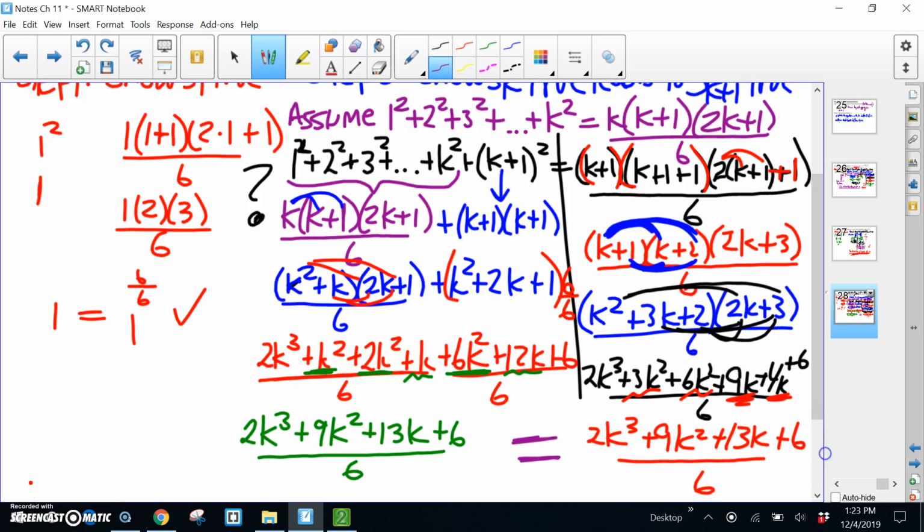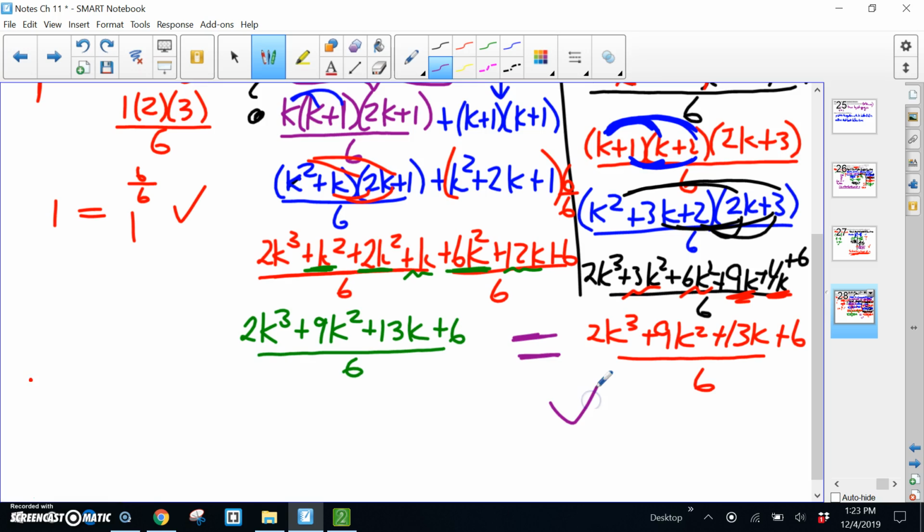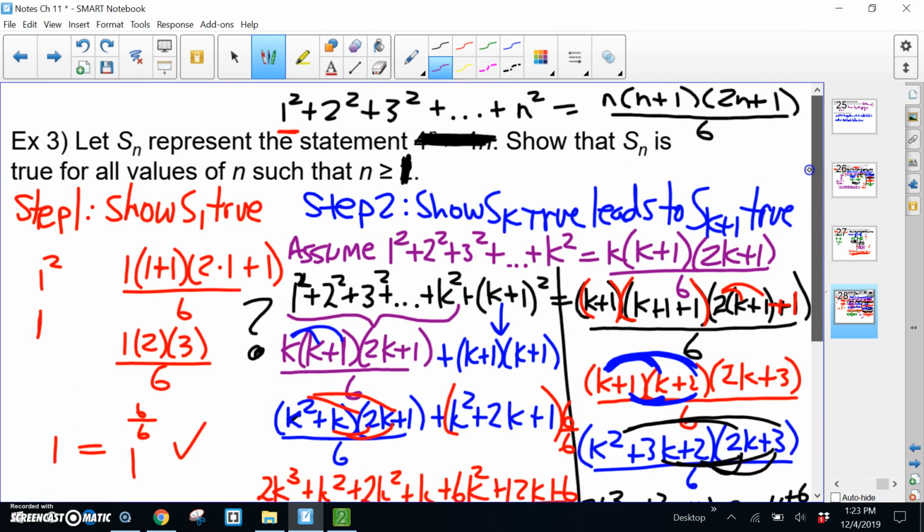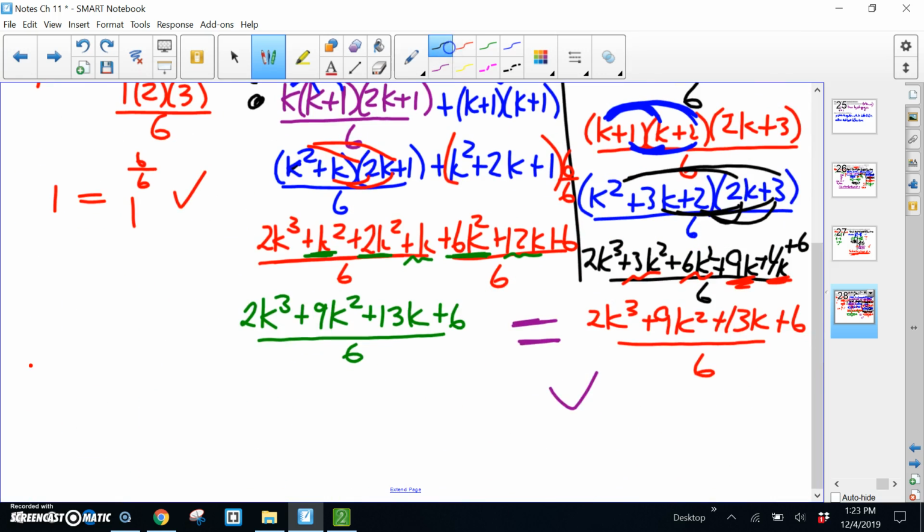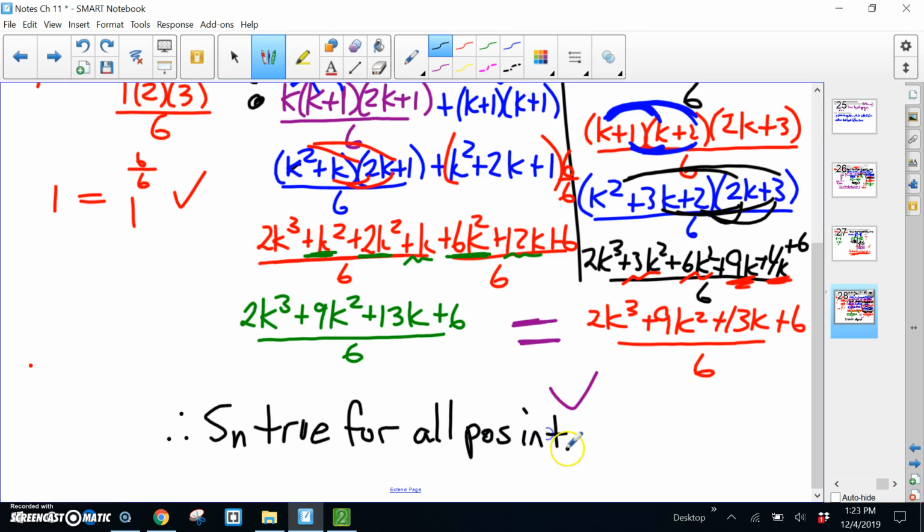Left side equals right side, so we just did it. Okay, that's exactly what I wanted to do. I've just shown that that domino falls. If I assume that some domino falls, I proved that the next one falls. And what that does is that proves every domino falls. And so I can wrap this up and say, therefore, Sn is true for all positive integer n.